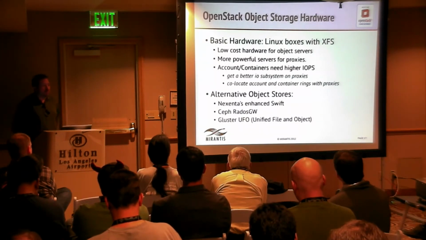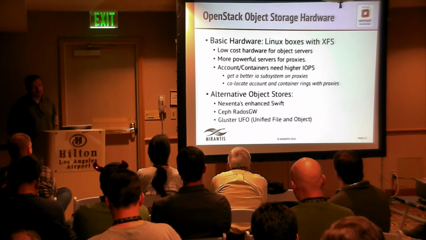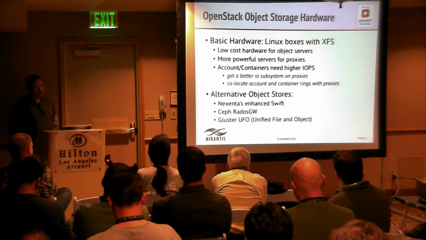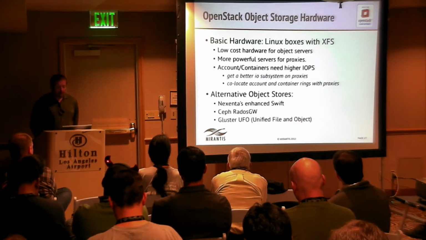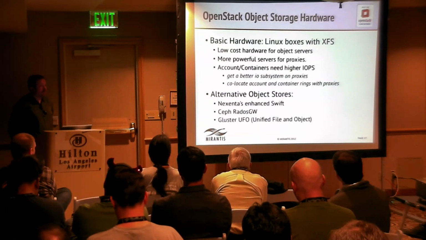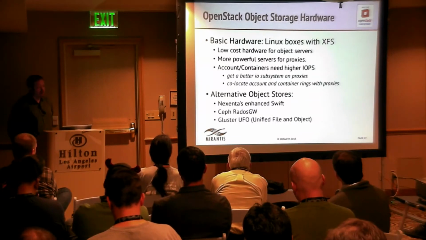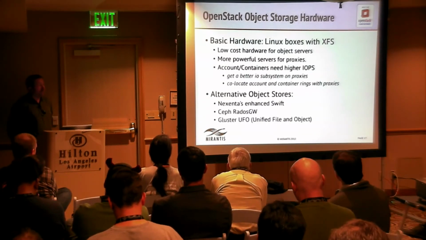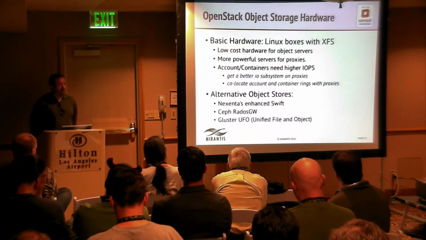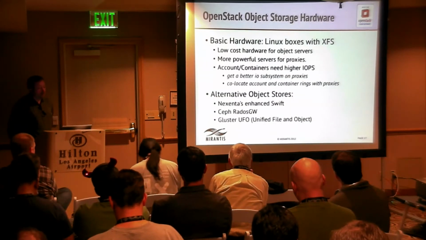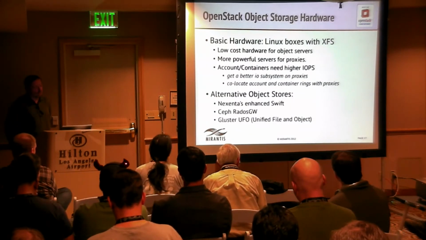Sometimes what people do, if you have enough proxy servers, is simply put a stronger I/O subsystem into the proxy servers and put the account and the container rings onto those. Okay, alternate object stores. Nexenta took Swift and hacked it up to be able to use it with ZFS, and Ceph has a Rados gateway, which provides a Swift-compatible API to Ceph's Rados object store. Gluster has a project called UFO, which does roughly the same thing.